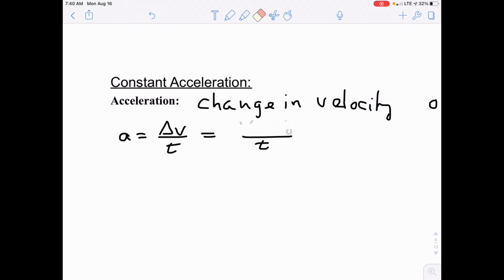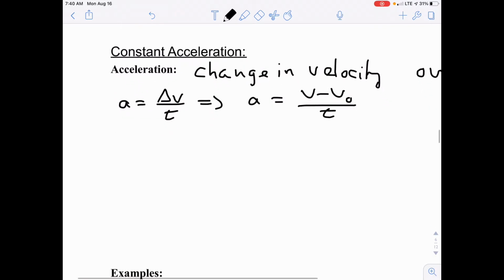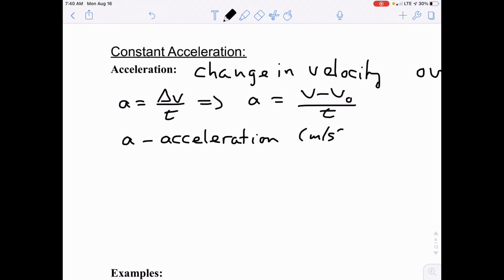Okay, so now let's kind of explain what this means. I'm going to rewrite it one more time. So A equals V minus V naught over T. Okay, let's describe what these variables are. A stands for acceleration. Now, it's constant acceleration, so what that means is you are going to constantly increase or decrease your rate of velocity. In other words, you'll speed up or slow down at the same rate.